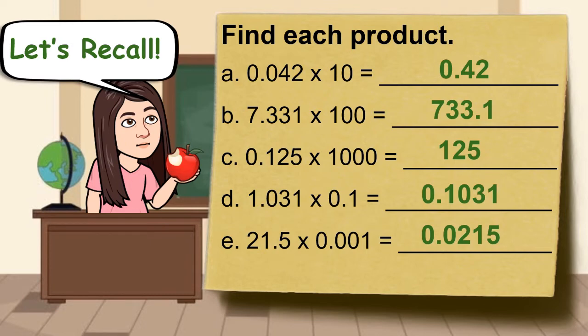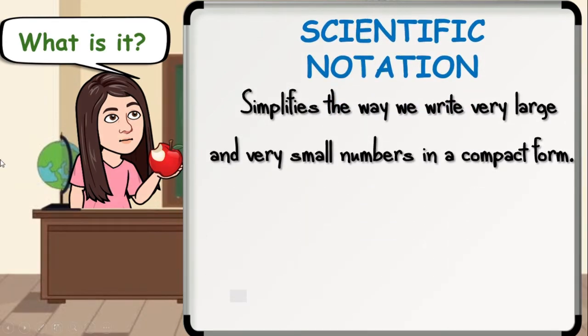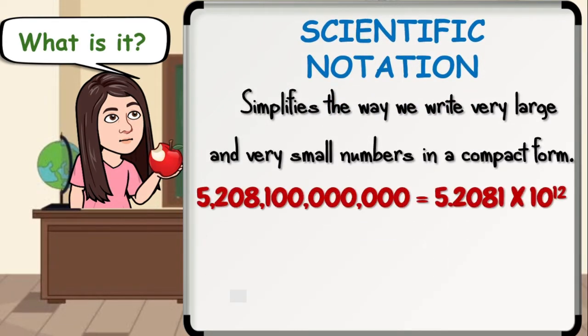For letter E, 21.5 times 0.001 is 0.0215. I hope this was an easy task for you because this is a prerequisite concept of our lesson for today, which is to write numbers in scientific notations. Scientific notation simplifies the way we write very large and very small numbers in a compact form.